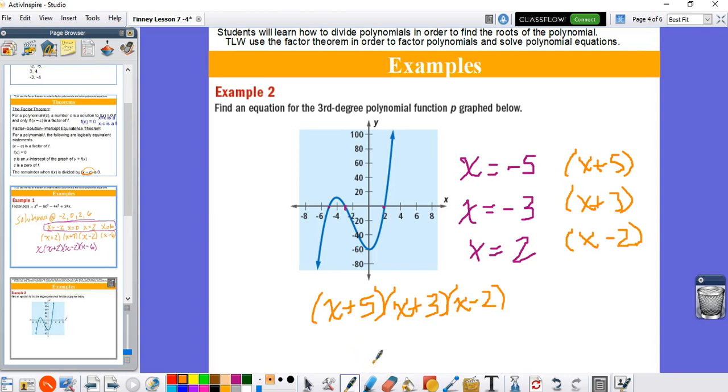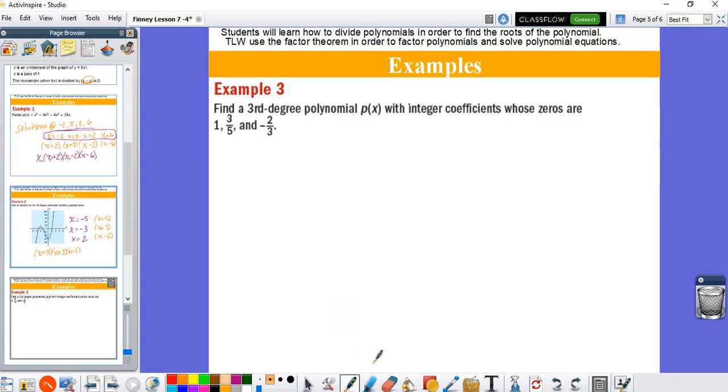And then one more problem. So it says to find a third-degree polynomial with integer coefficients. So these are our zeros. So we know that one of the zeros is x equals 1. We know one of the zeros is x equals 3/5. And we know one of the zeros is x equals -2/3. Now the last ones we've had have been really easy to work backwards. True?